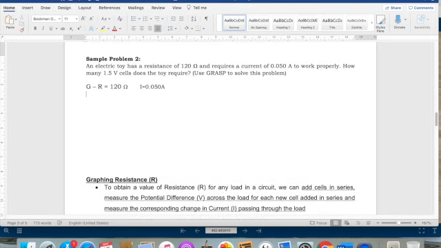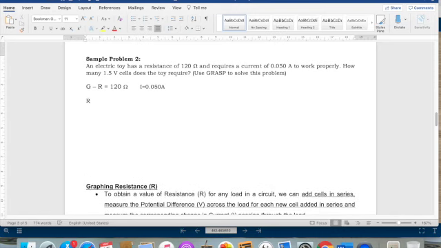Now, this is the interesting thing here. What are we looking for, right? What are we required to find? The required is how many 1.5 volt cells does the toy require? So it's how many cells is what we're looking for, which is a little bit strange. So what else do you think we're going to be looking for here, though? Because if we have the resistance and the current, we're probably going to need to know what the voltage is, right?